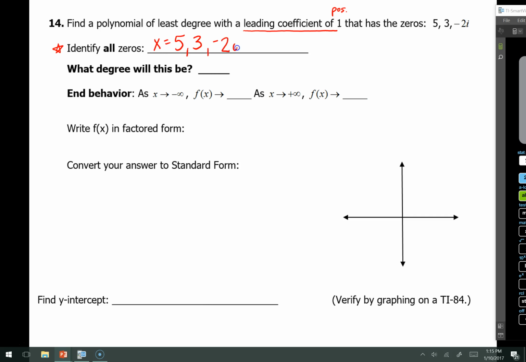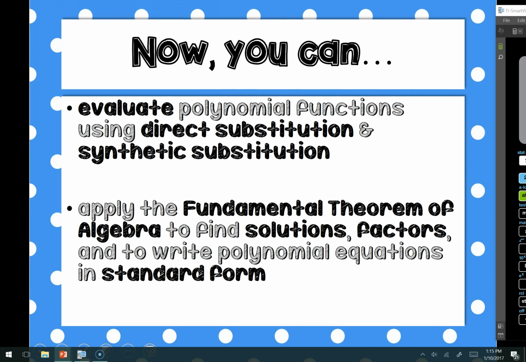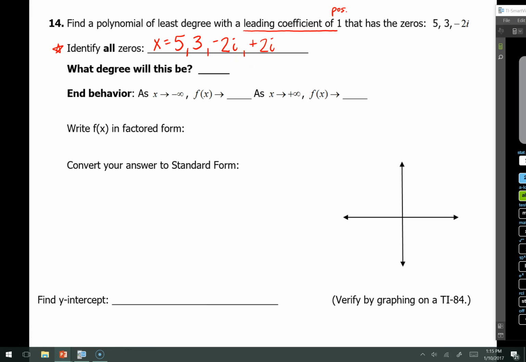It's also equal to negative 2i, but do you remember that corollary that we talked about a few moments ago? If the negative version of an imaginary number, a complex number, is one of our solutions, the positive version of that complex number is also one of our solutions. So that means we need to identify another zero in our list. Remember that you only need to do this when you have a complex solution, meaning that there is an imaginary number in it, or when you have an irrational, meaning that there is a square root in one of your zeros. Okay, so if we have 1, 2, 3, 4 solutions, that means the degree is going to be 4.